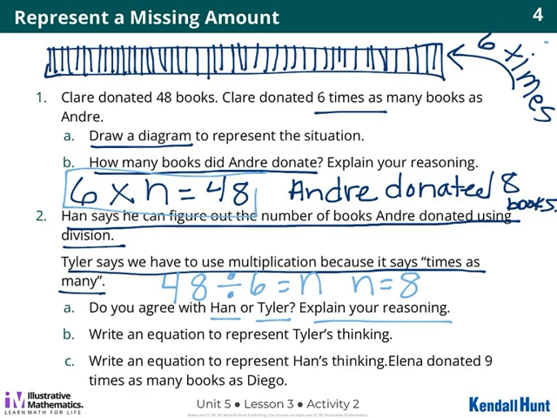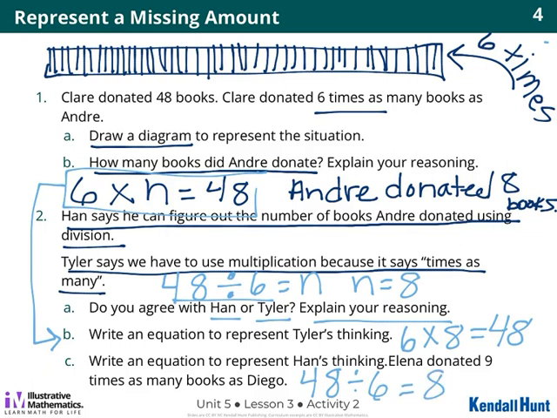Write an equation to represent Tyler's thinking. That would be this equation right here, wouldn't it? Because Tyler was saying multiplication. So 6 times 8 is 48. And then my equation for Han's thinking, well, that would have to be this one. 48 divided by 6 is 8.